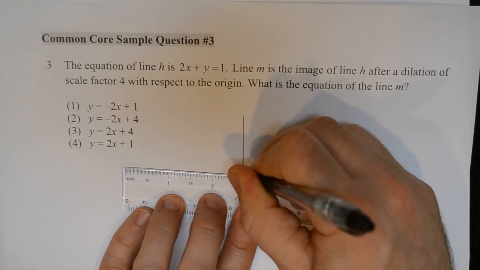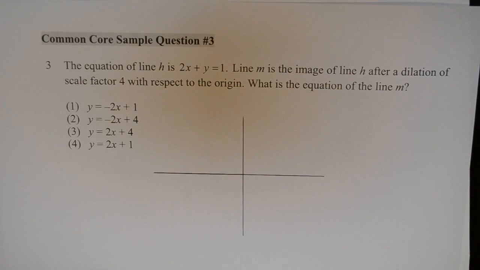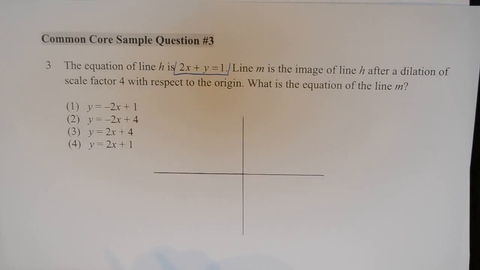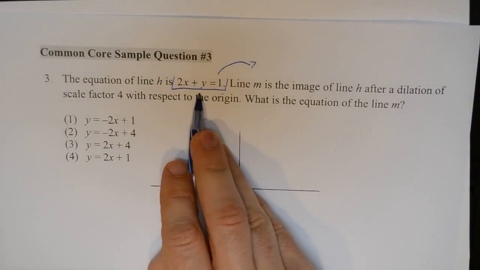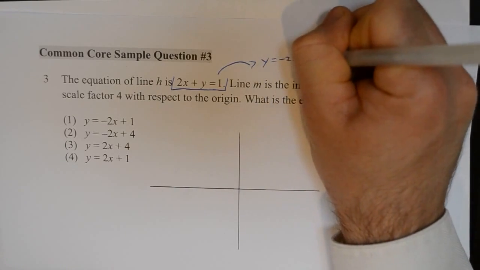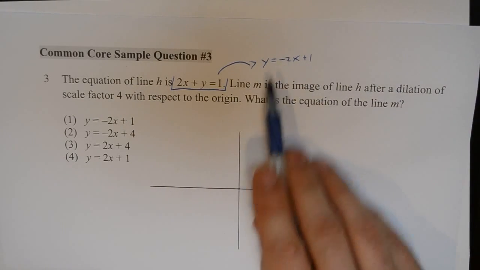So here's what I want to first think about. How do I dilate a line? I mean, we don't really know how to do that, do we? We dilate points all the time, but we haven't dilated a line. So let's start with what this line actually looks like. It's going to be a little bit hard to graph it as is, so the first thing I might want to do is come over here and just solve this for y. Take 2x away from both sides, that's not hard to do. You have -2x plus 1. So this is a line with a slope of -2 and a y-intercept of 1.